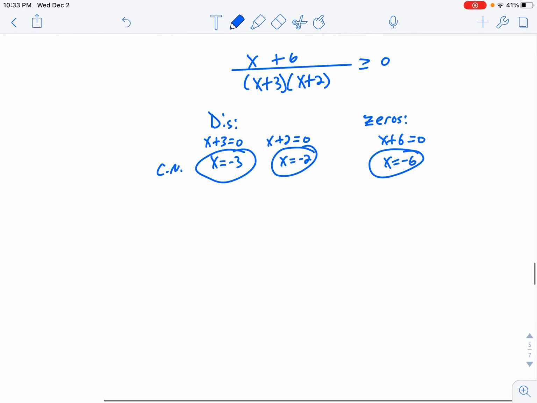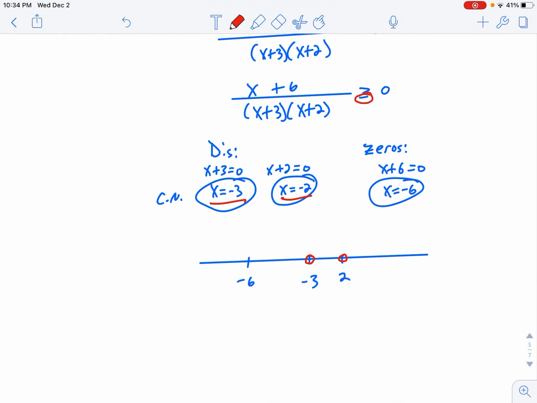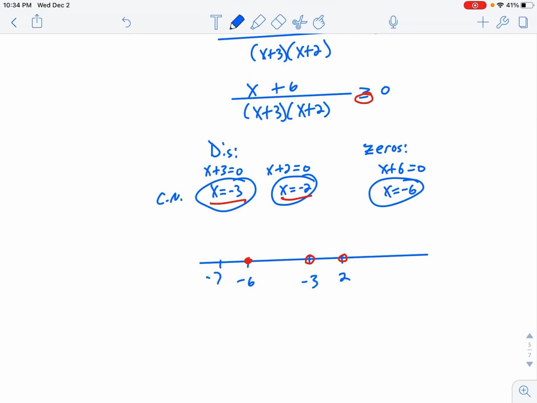Let's go ahead and make a number line out of this. In order, negative 6 is the smallest, then negative 3, next to negative 2. Let's see, the discontinuities both get circles. The 0, there is an equal sign here, so that is going to get a dot. Now we pick test numbers. So how about negative 7, negative 4, negative 2.5, and, or wait, yeah, I forgot my negative sign there. And we'll go with 0 because I like 0.